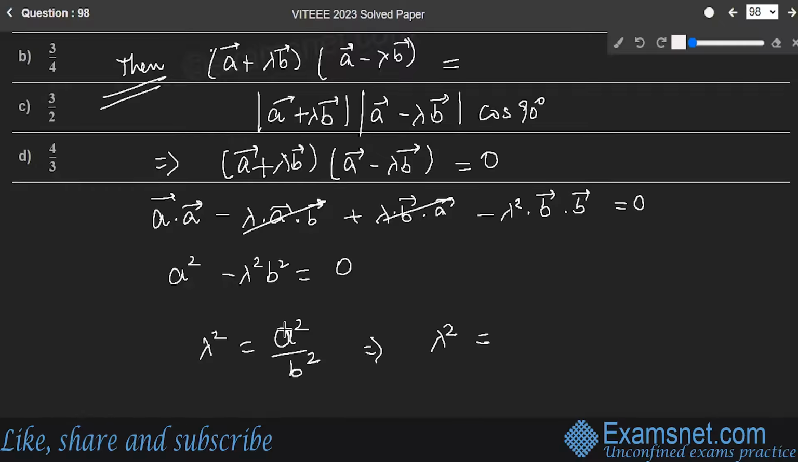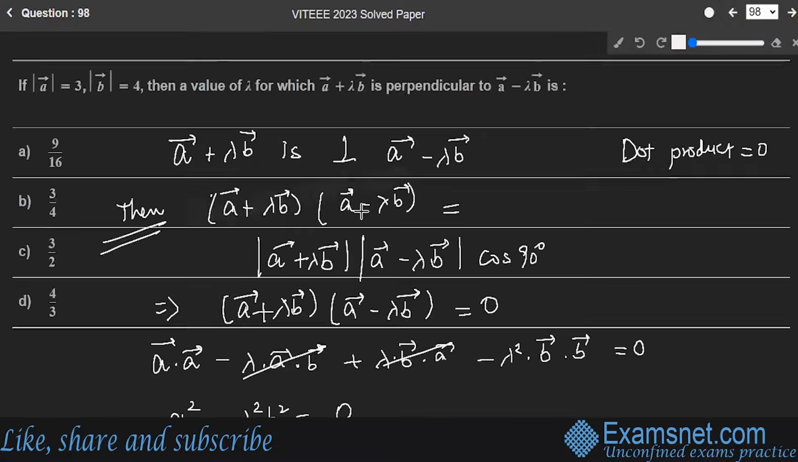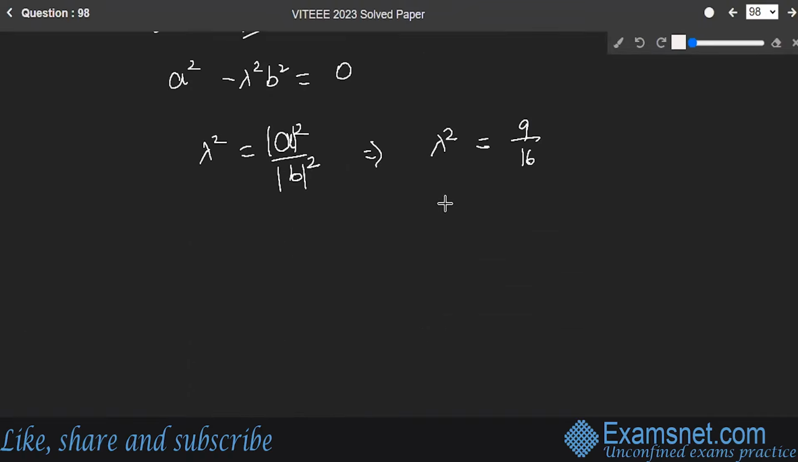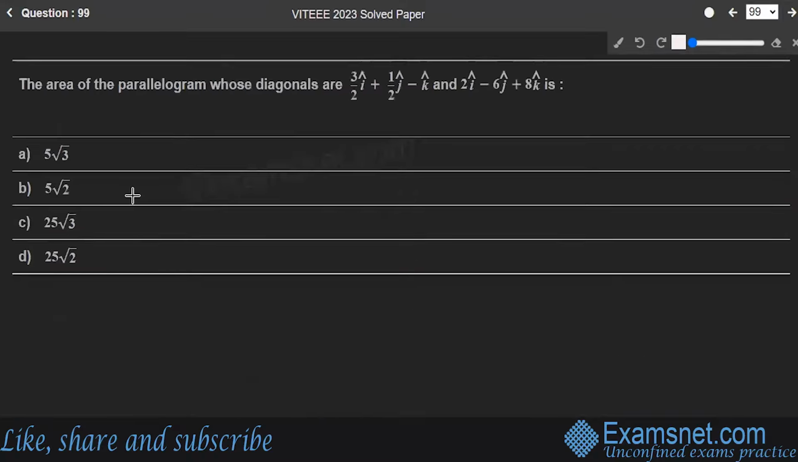So lambda square is equal to, see, this is the magnitude we are talking about, right? And A's magnitude was 3 and B was 4. So that is equal to 9 upon 16. That's lambda square. What do we have to find out? Lambda. All right. So lambda is equal to plus minus 3 upon 4. These are the two possible values. We don't have the negative value in the options, but surely we have the positive value in option B. So this is the correct answer to our question. Hope you understood.